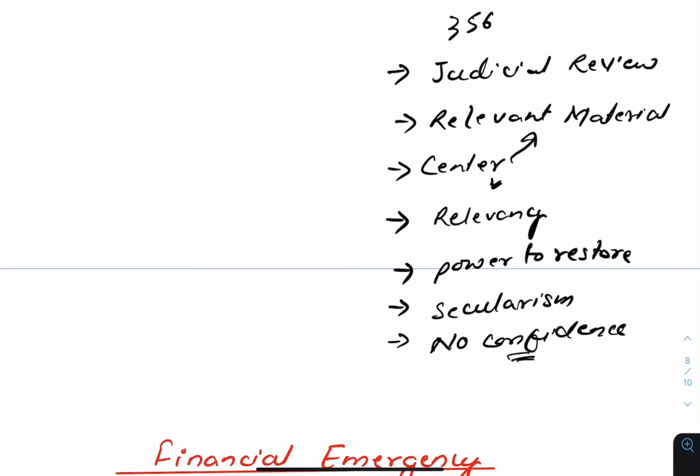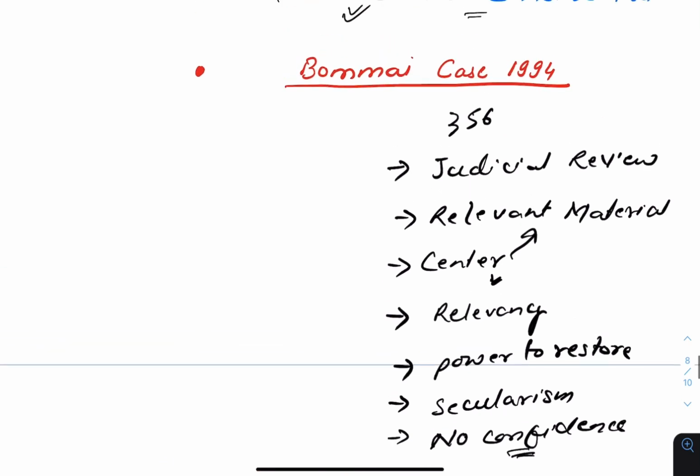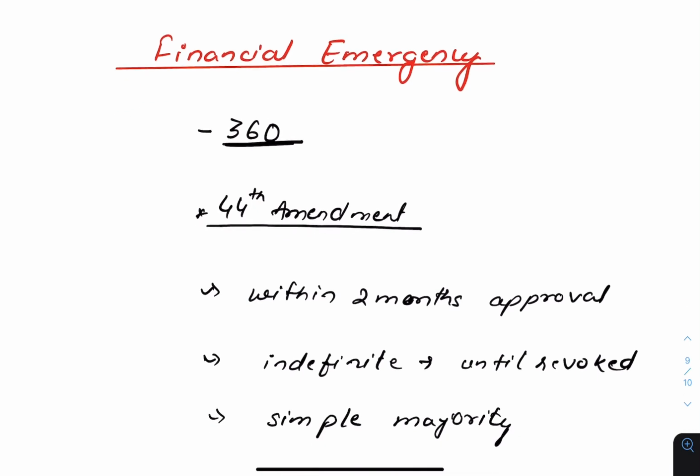And the power under Article 356 is an exceptional power and should be used only occasionally to meet the requirement of special situations. So these were the propositions that were laid down in S.R. Bommai case 1994. Finally, we have financial emergency under Article 360.